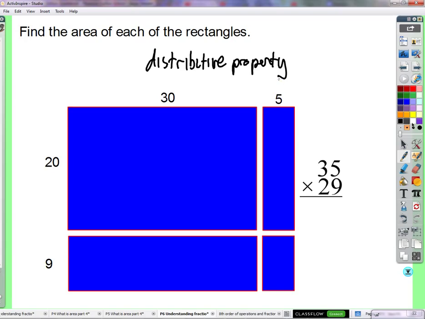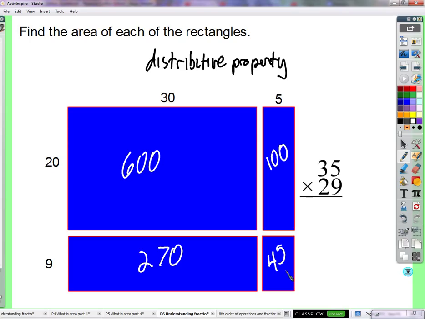Alright, so how many squares do we find in this rectangle? 600. This one down here? 270. Yeah. 270. 30 by 9. This one? 100. And here? 45.